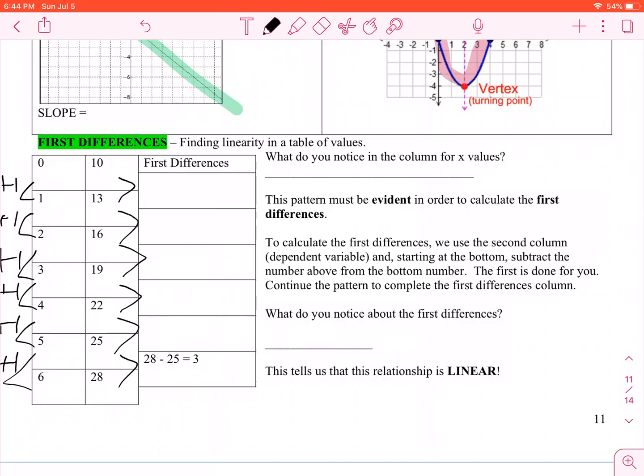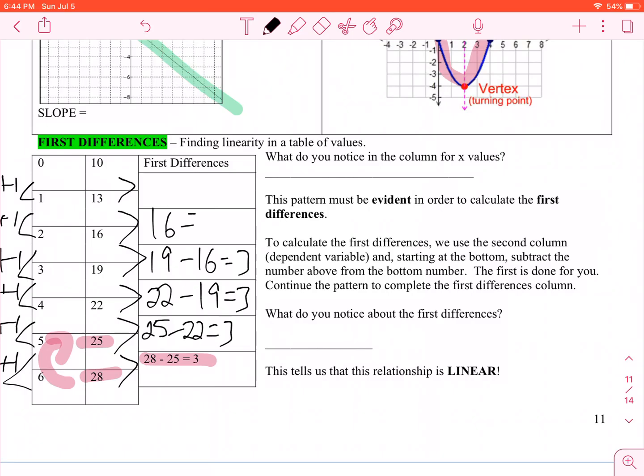As a starter, I like to start at the bottom. You can see it's already highlighted for you, and you're basically going this way. So 28 minus 25 is 3. 25 minus 22 is 3. 22 minus 19 is 3. 19 minus 16 is 3, and this is a good sign. This means that we actually are looking at a linear relation.